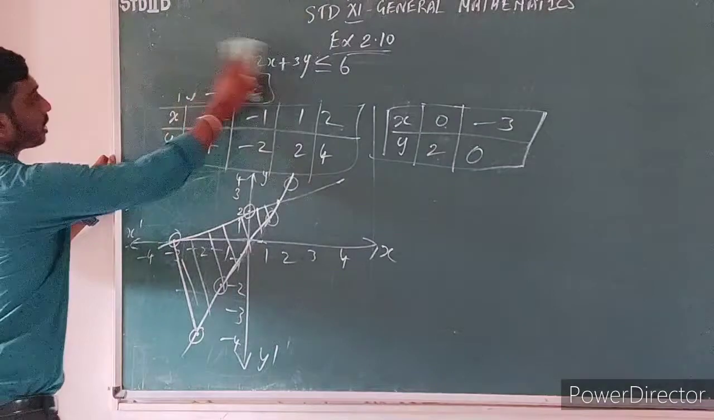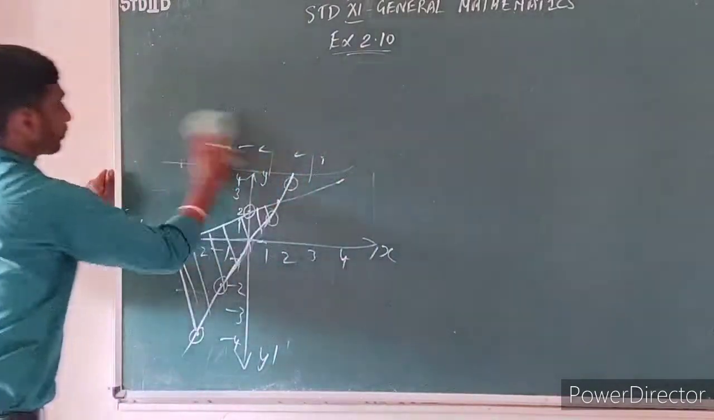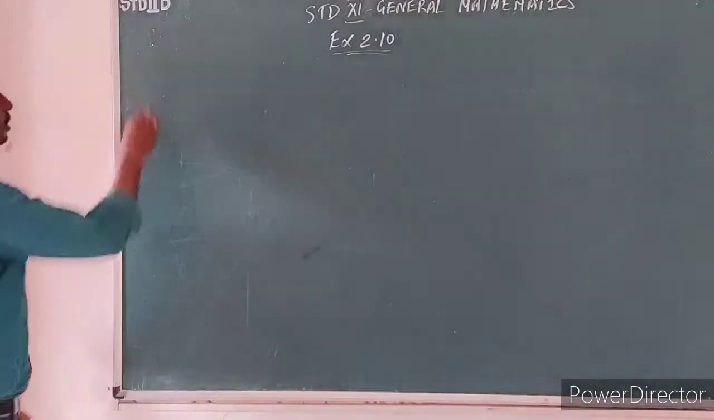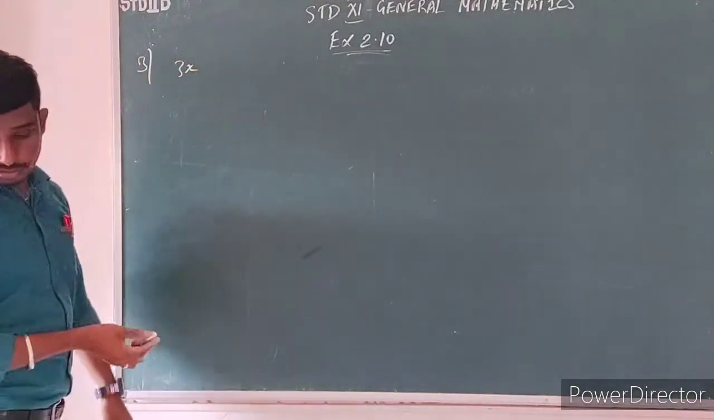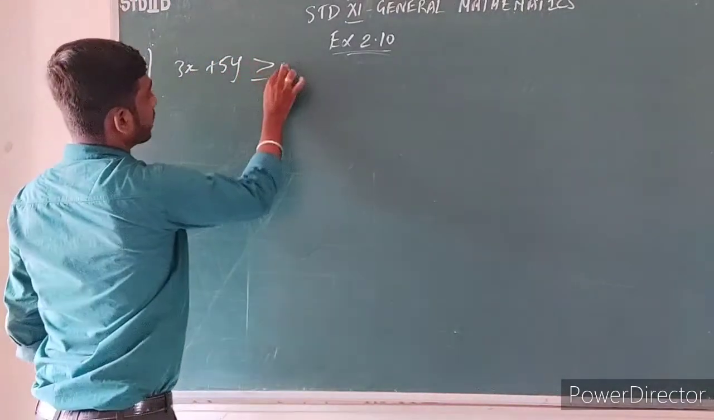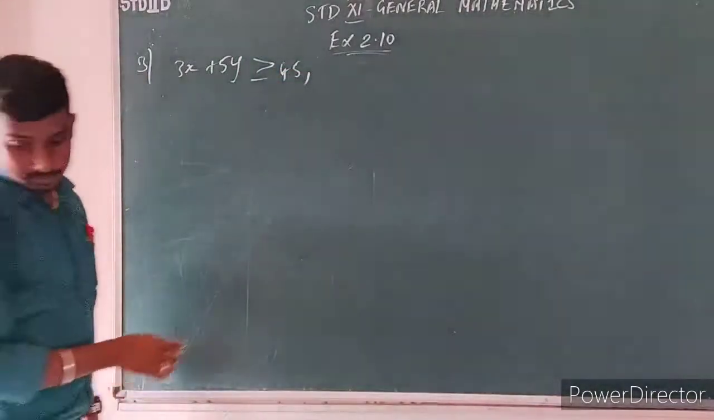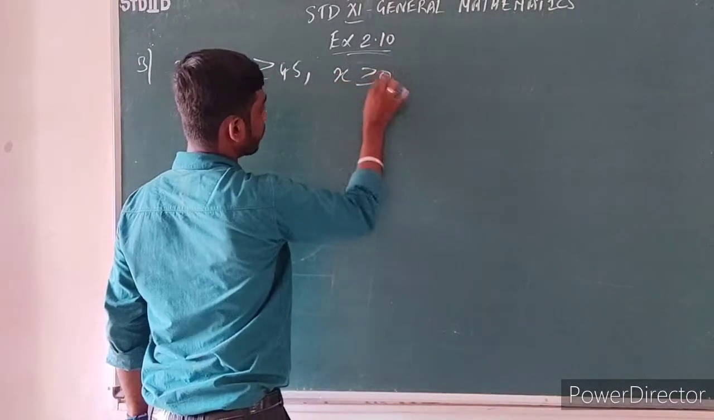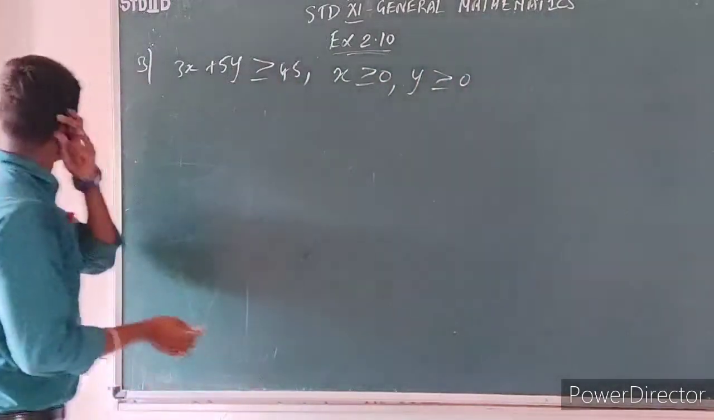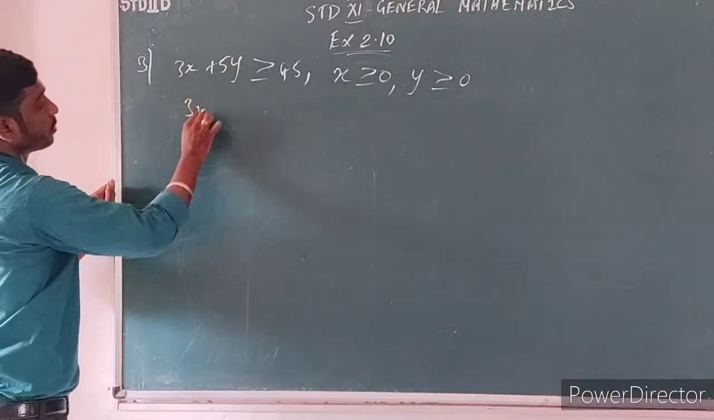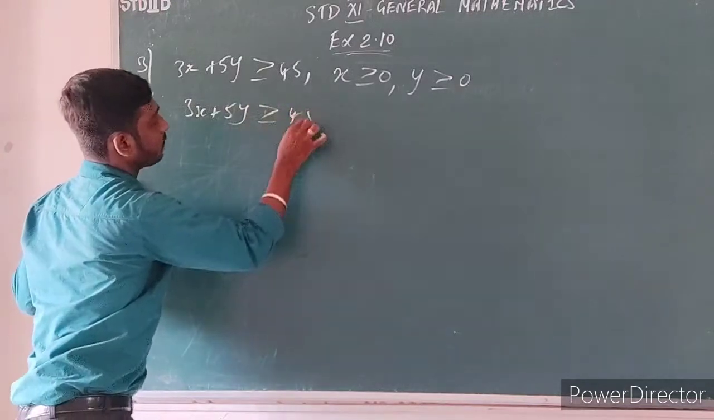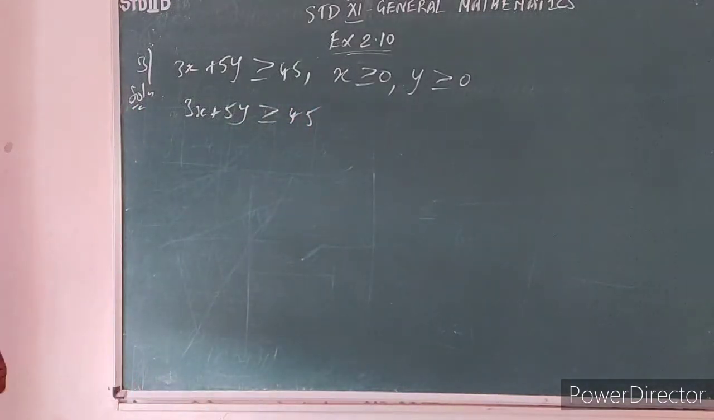Okay. Let's solve the third question. So what is the question given? x plus 5y greater than or equal to 45, then x greater than or equal to 0, y greater than or equal to 0. One simple equation only is given here. Let's take this one: 3x plus 5y greater than or equal to 45.